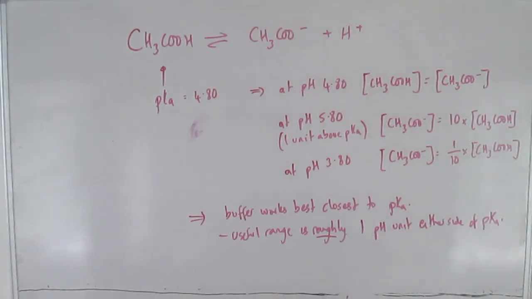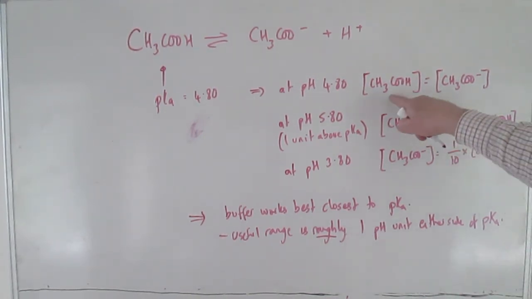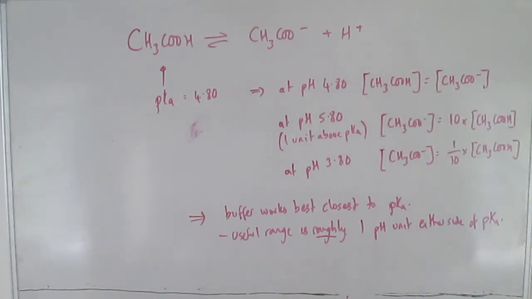So you can make buffers based on any weak acid you feel like, really, and in general the rule would be that if you know what pH you're aiming at, you would choose the weak acid which has a pKa closest to the pH you want, because that's going to come closest to giving you this ideal buffer where you've got equal amounts of acid and conjugate base.